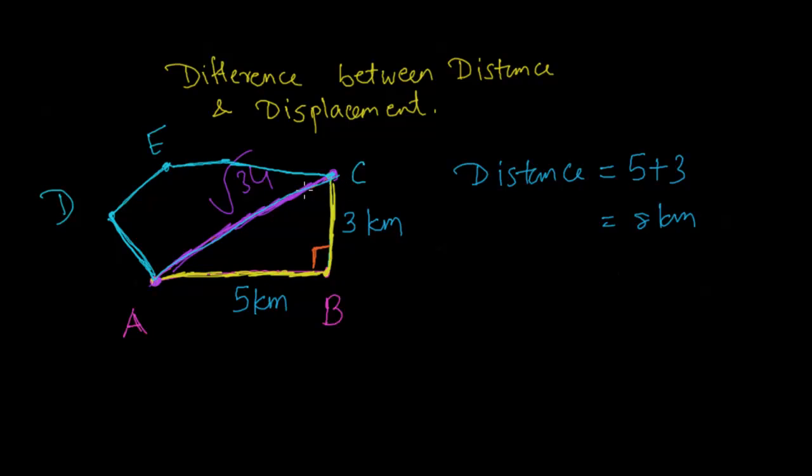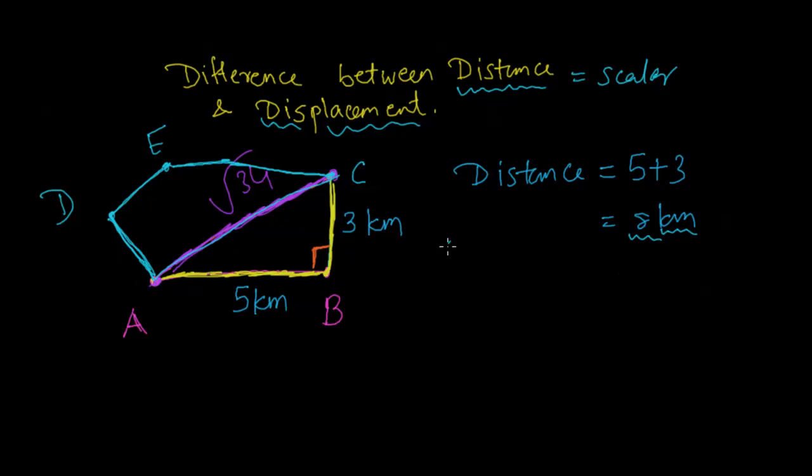I hope that clears the concept of distance and displacement. Now the prime difference between distance and displacement is that distance is a scalar quantity. That is, it simply has a magnitude along with its unit. So this is called the magnitude of distance, and this is a unit, whereas displacement is a vector quantity. So you need to define the direction along with the magnitude.